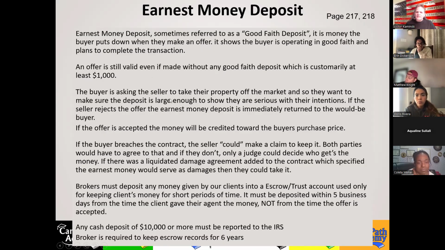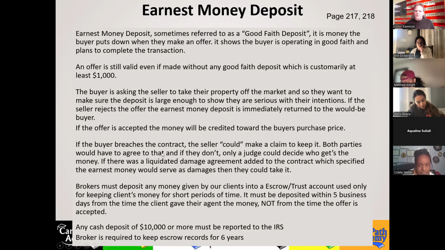But the buyer is asking the seller to take their property off the market, so they want to make sure the deposit's large enough to show they're serious with their intentions. And if the seller rejects the offer, that deposit money is immediately returned to the would-be buyer. If the offer is accepted, the money will be credited towards the buyer's purchase price. If the buyer breaches the contract, the seller could claim the money to keep it.